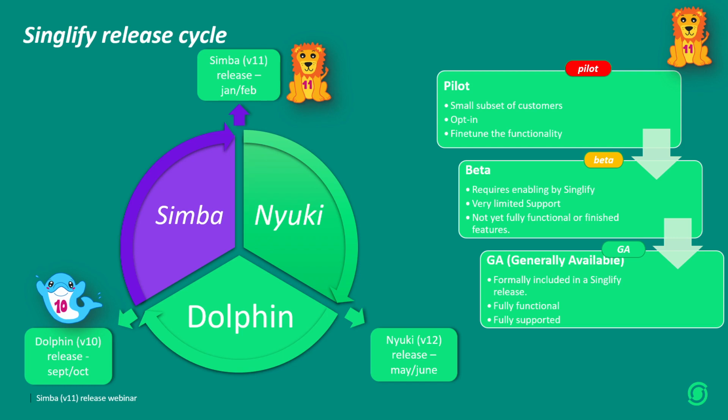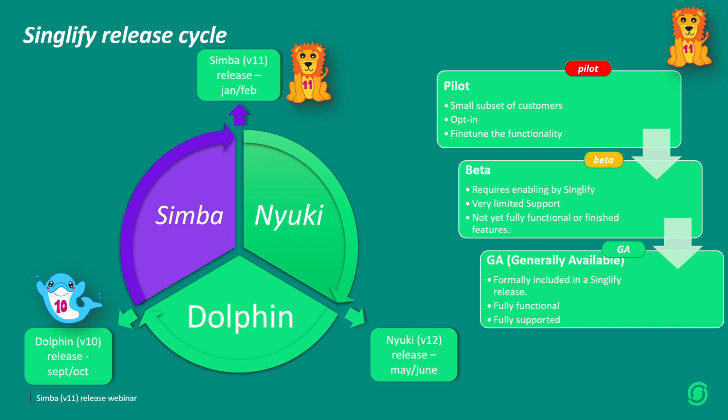As always, when we release new functionality, it can have 3 different statuses: pilot, beta, or GA, which stands for generally available. Typically, if we first want to test and fine-tune a new functionality with a small group of customers, we start in pilot mode. If we have functionality that's already more fleshed out, but not fully finished yet, we can release it in beta mode, so customers can test it out. And lastly, if we have functionality that is ready for production use, we release it as GA.